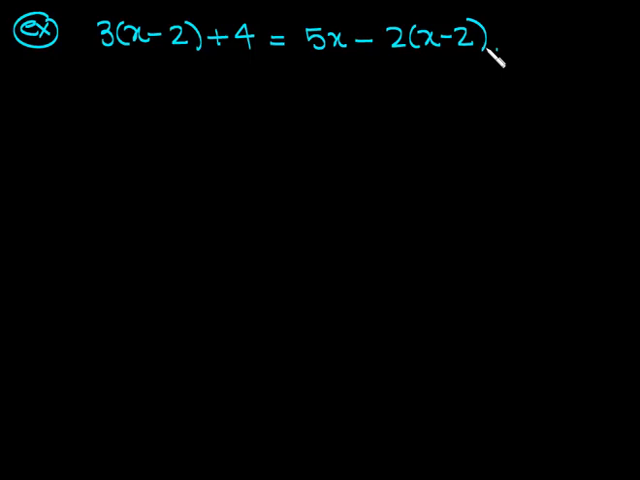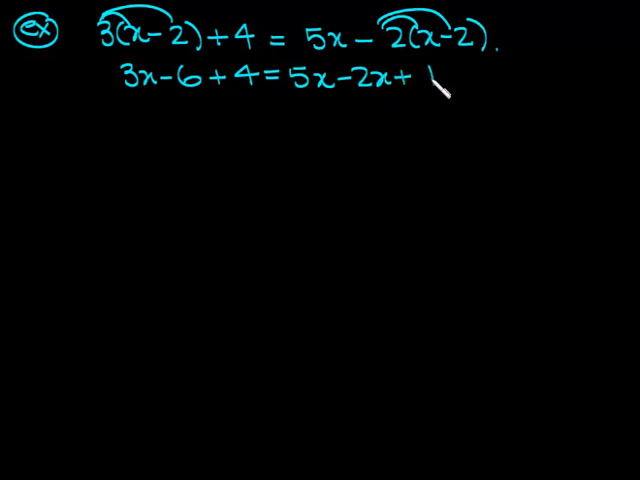Again, I have parentheses, so we have to get rid of those parentheses when we are solving. So let's go ahead and distribute here. So we get 3x minus 6 plus 4 is equal to 5x, and we're going to distribute the negative 2. So you get negative 2x plus 4.